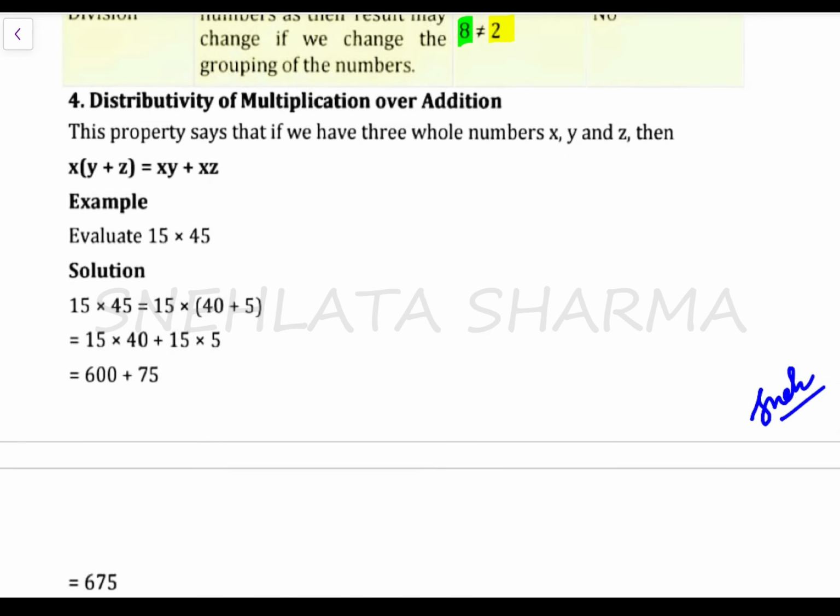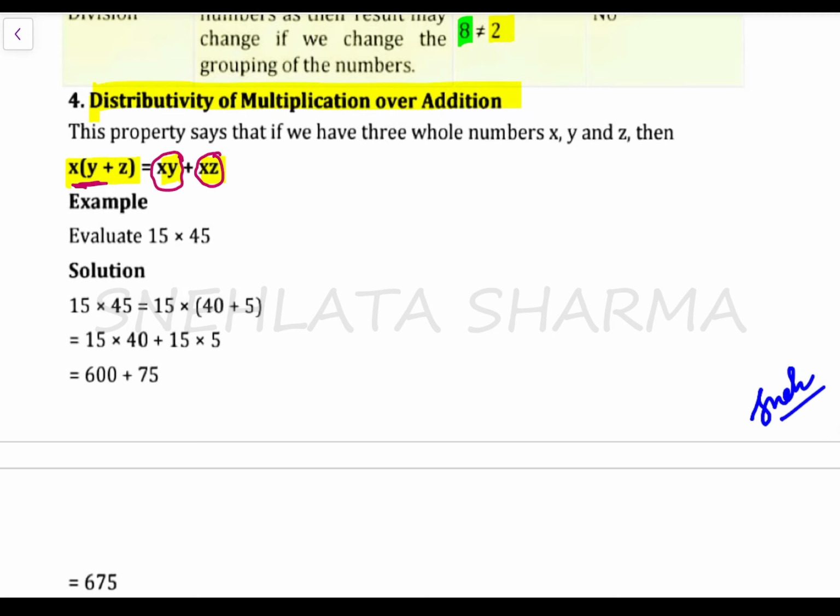Now let us learn the next property: distributivity of multiplication over addition. This is a very important property. This property says that if we have three whole numbers x, y and z, then x multiplied by (y plus z) gives me xy plus xz. In this, x is multiplied to both y and z. First I multiplied x by y, secondly I multiplied x by z. Now let us use this distributive property to solve problems.